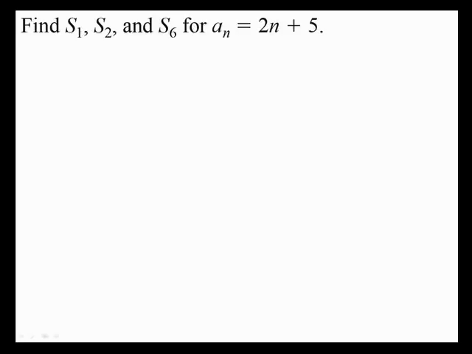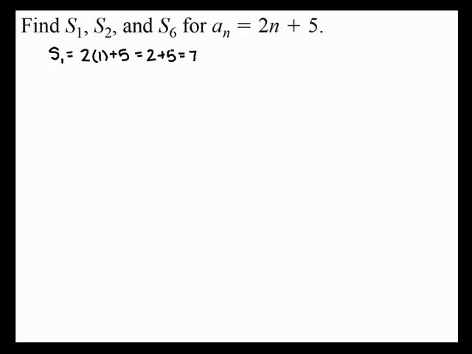Find s sub 1, s sub 2, and s sub 6 for a sub n is equal to 2n plus 5. For s sub 1, substitute 1 in for n. Simplify 2 times 1. Simplify 2 plus 5. You find that s sub 1 is equal to 7.